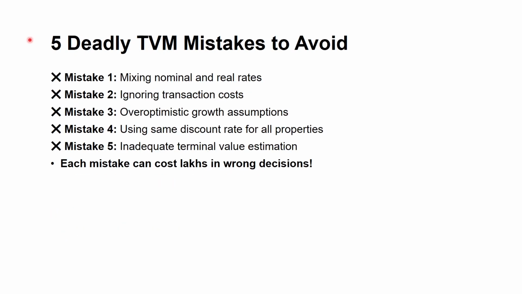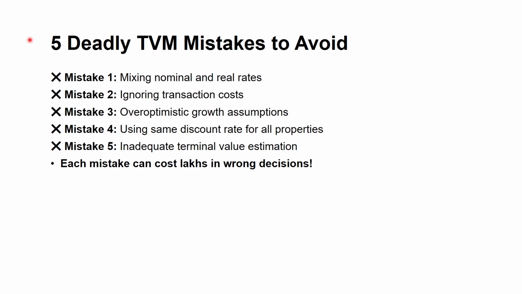Then we move to some mistakes which we can make in the analysis of time value of money, and let's see how we can avoid them. First mistake is mixing nominal and real rates. If your cash flows include inflation, use nominal discount rates. If cash flows are real, use a real discount rate. That is a simple thing which we have to remember.